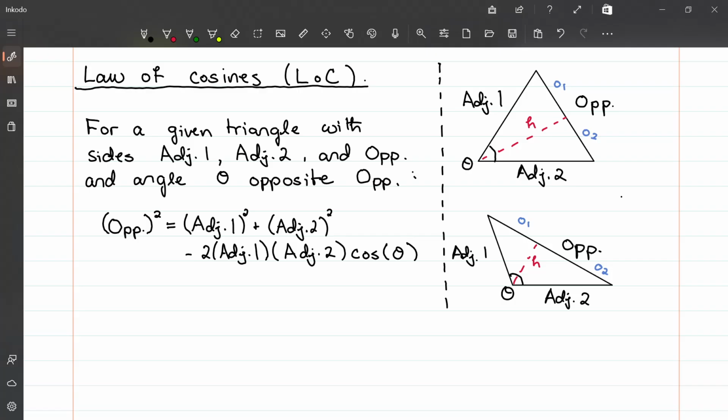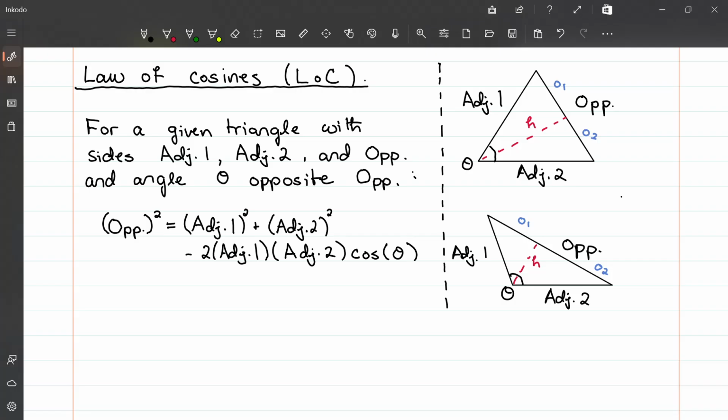When I have sides adjacent 1, adjacent 2, and op, and an angle theta, which is opposite the side op, then I can write the formula: opposite length squared is equal to the sum of the squares of the adjacent lengths minus 2 times adjacent length 1 times adjacent length 2 times the cosine of the angle between them.